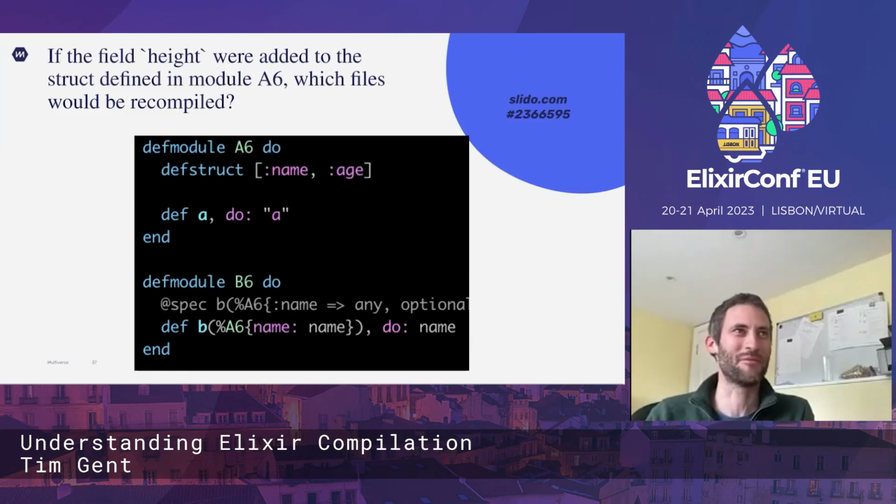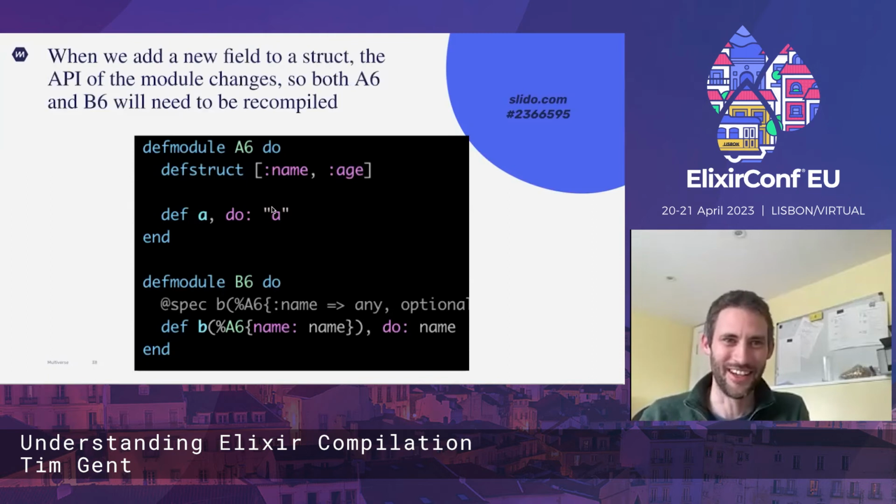All right, people feeling pretty confident with this. So well done. When we add a new field to a struct, the API of the module has changed. This has an export dependency on A6. So yes, both files will be recompiled.